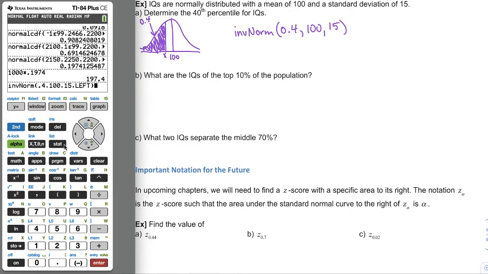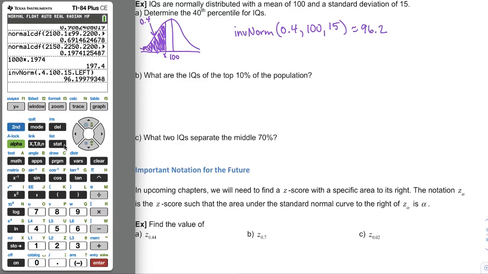Okay, so press enter and we get an x value. Let's round that to a couple places, 96.2. So what this means is that 40% of people have an IQ of 96.2 or lower. So fortunately, percentiles really lend themselves to the inverse normal in the calculator.